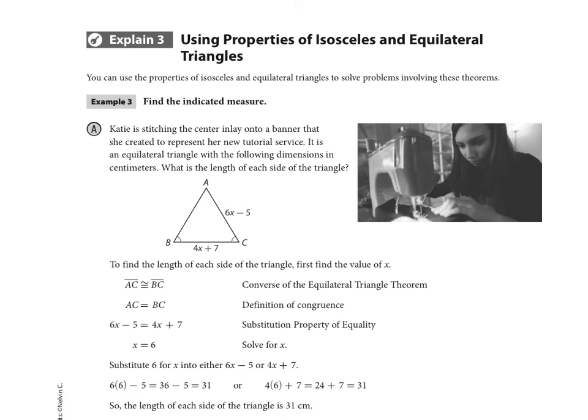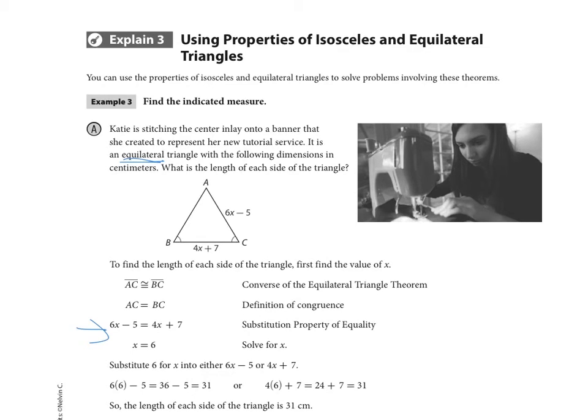So I'm on page 331 now, and we have here example 3. It says Katie is stitching the center inlay onto a banner that she created to represent her new tutorial service. It's an equilateral triangle with the following dimensions in centimeters. We want to know what is the length of each side of the triangle. So the important piece of that is that it's equilateral, and so we know that all the sides can be marked the same. So we're going to substitute right here the two expressions, 6x minus 5, into the equation, and the two sides are equal, so it's going to be equal to 4x plus 7, and simply solve for x.